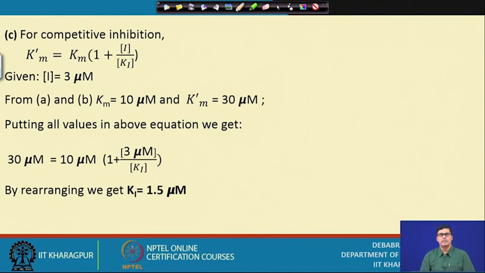So, in this particular problem, what are we trying to find out? We are trying to find out, in the case of competitive inhibition, how we can determine the value of Km, how we can find the new Km value due to inhibition, and from this Km value, how we can also determine the value of Ki, that is the equilibrium constant between the enzyme and the inhibitor.